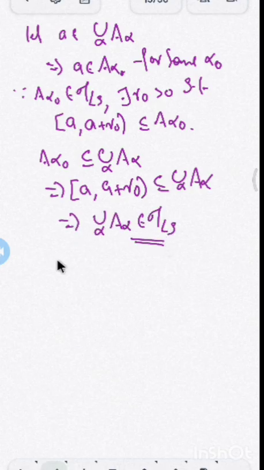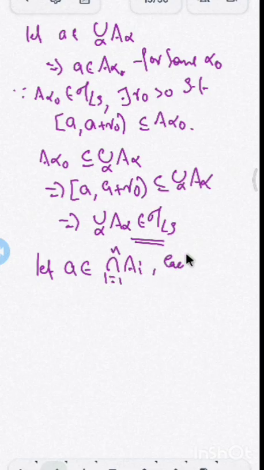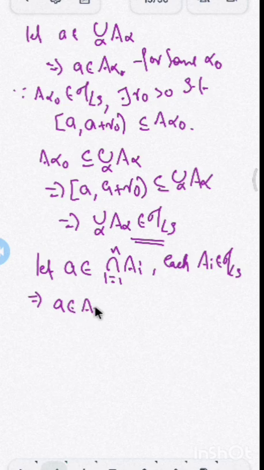Now, to prove the intersection, you take an element from this intersection. Let a belong to the intersection of A_i, i equal to 1 to n, where each A_i belongs to tau_LS. Which implies a belongs to A_i for every i equal to 1, 2, 3, etc. up to n, by the property of intersection. When a belongs to an intersection, a belongs to every set in that intersection.